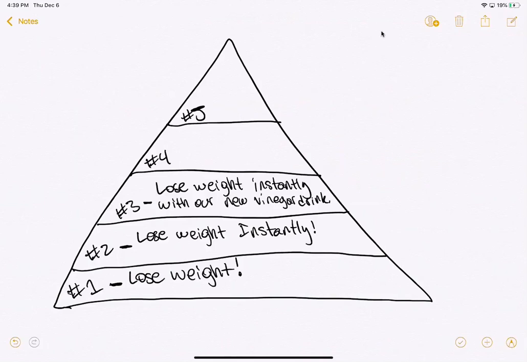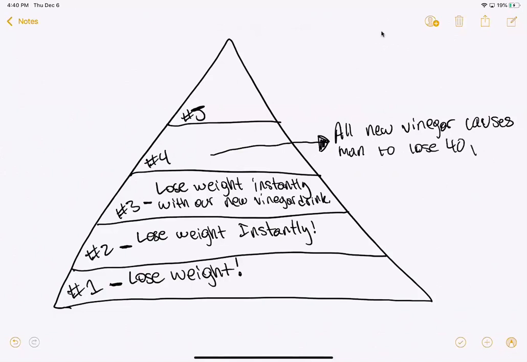So once you do number 3, you move on to number 4, market sophistication level 4, which is going to be, I'm going to just draw an arrow out here because I'm not going to be able to fit it all in that box. So this is, people have heard a lot of claims, or people have heard a lot of mechanisms in the claims, and you have to enlarge on your mechanism. So it's all new vinegar drink causes man or woman, I'm just using man because it's shorter, to lose 40 pounds in 4 weeks.